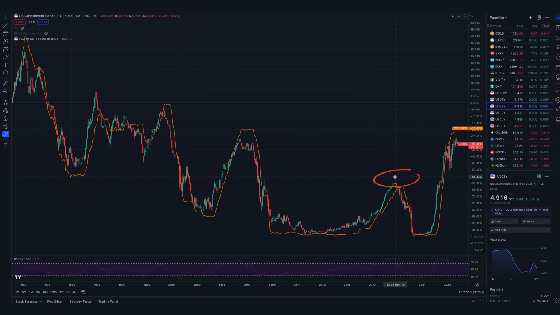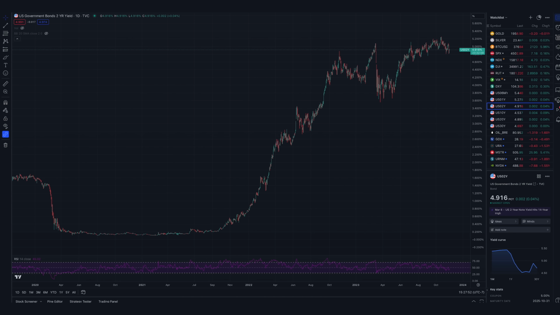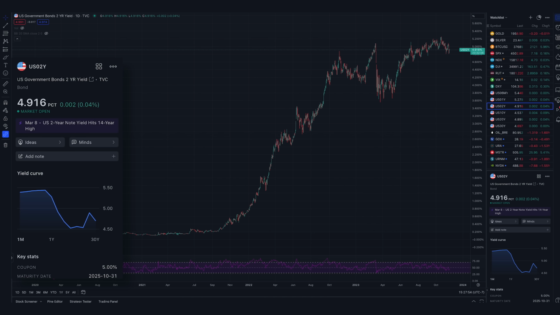In November of 2018, the 2-year started to fall, and in July of 2019, the Fed funds rate followed. Zooming in on the last couple of years of what the 2-year yield has done, we have not yet seen a decline in the 2-year, which would also indicate that in the next couple of months, the recession is not likely to start quite yet.